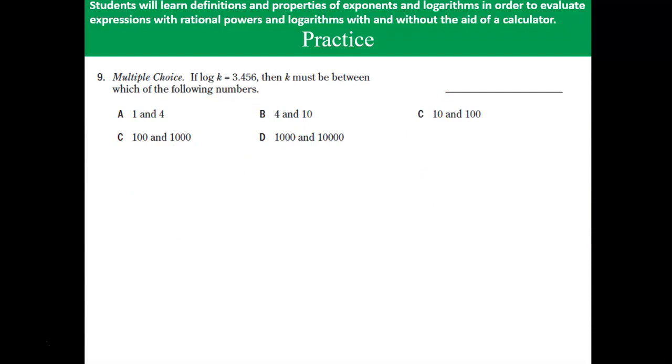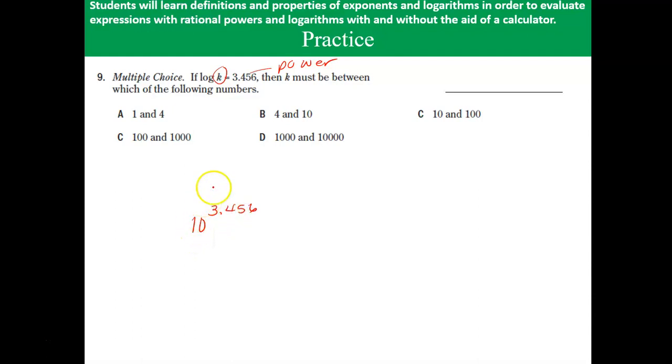So now this one is asking you to think a little bit. The log of some number is 3.456. So that means that k has to be between what two numbers? So that means that this number right here has to have an exponent, right? Because the power, the property here, this is our power. So our power is something to that power. Well, if this is base 10, that means that number has to be 10 to the 3.456.